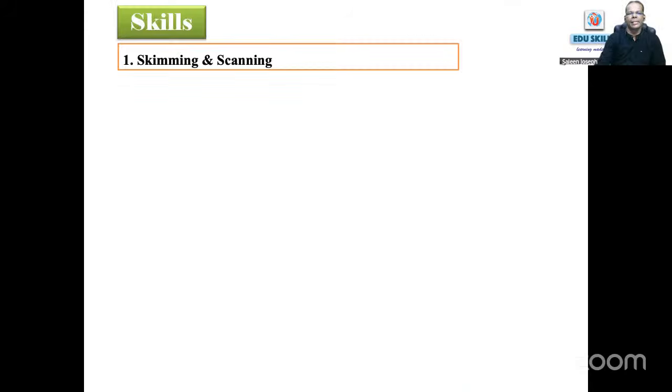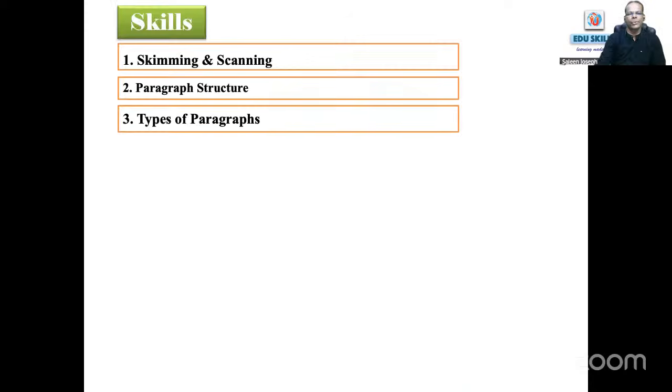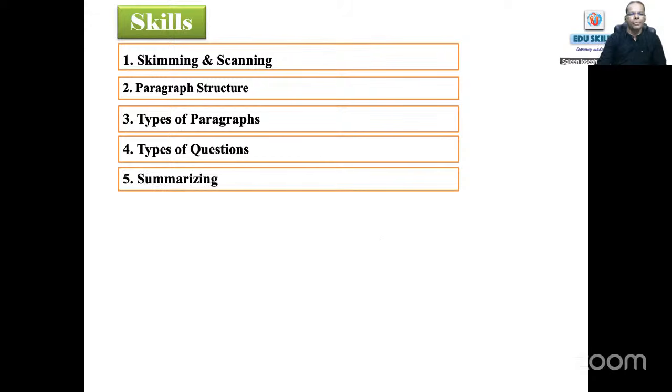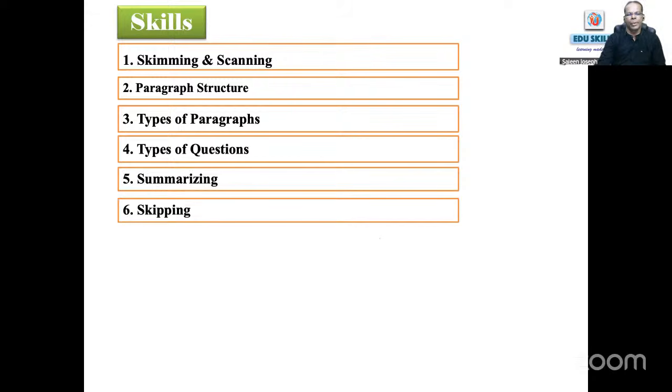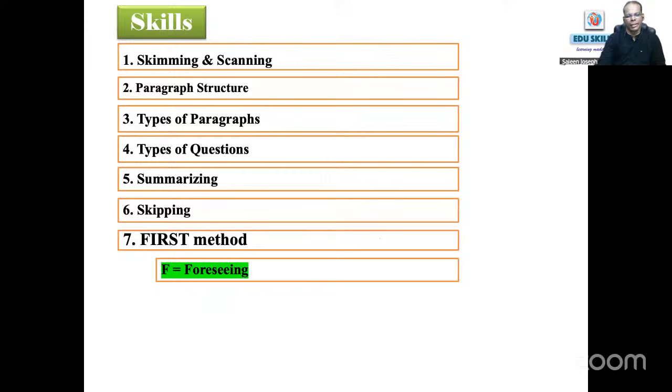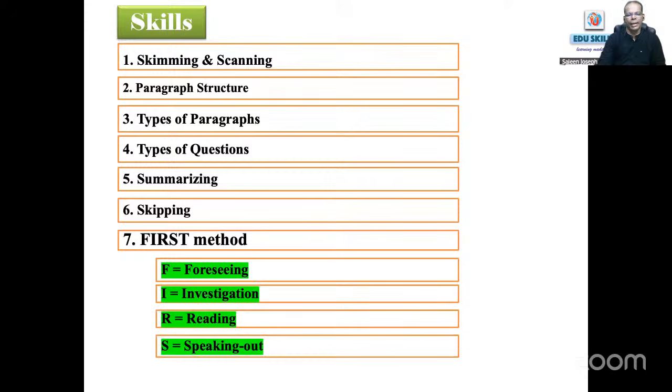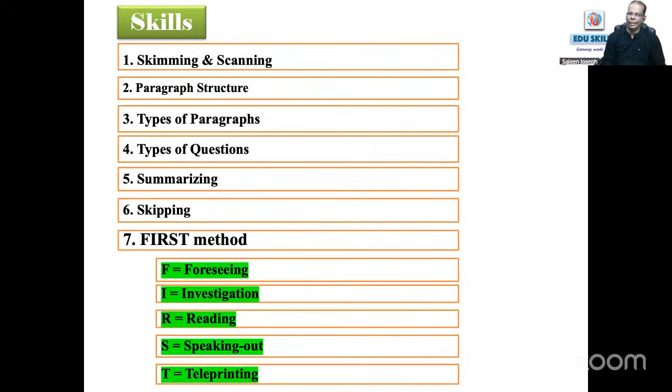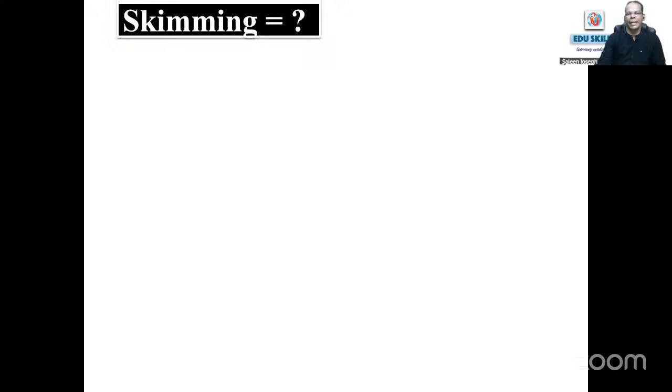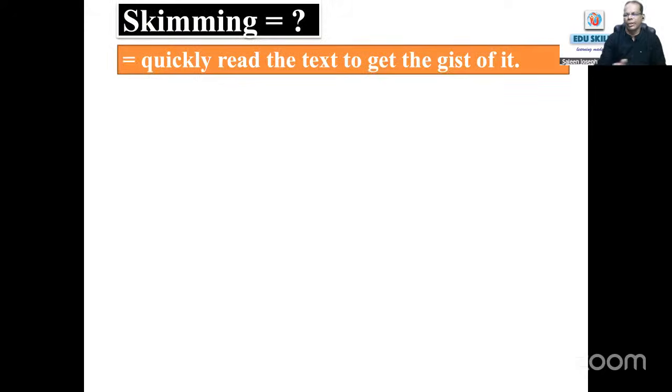Okay, so the skills: skimming and scanning is the first one. Paragraph structure, types of paragraphs, types of questions, summarizing, skipping, first method, that is foreseeing, investigation, reading, speaking out, and teleprinting. So among these 7 skills, we'll be taking the first skill, that is skimming and scanning, today. We'll be getting into skimming.